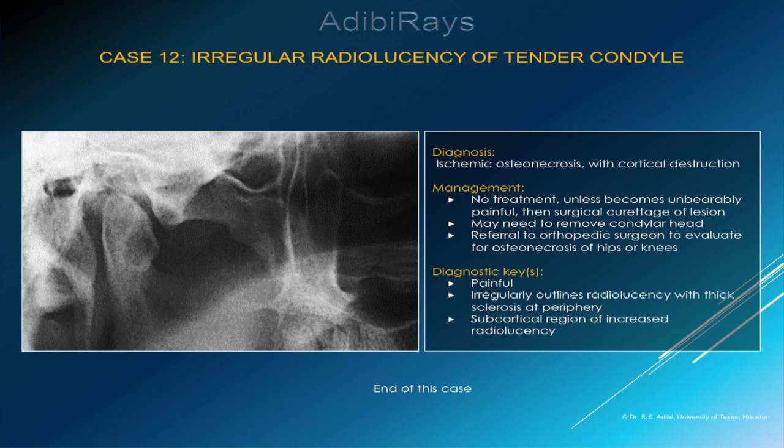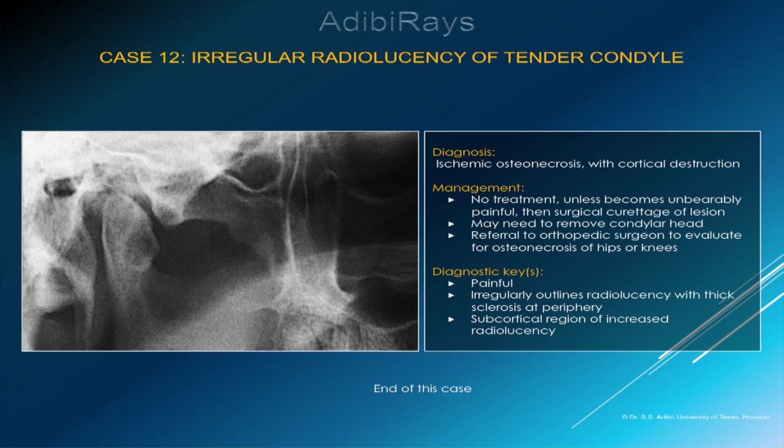This is an ischemic osteonecrosis with cortical destruction. Usually no treatment is needed, unless it becomes unbearably painful. In that case, intervention may be necessary to cure it surgically. In more severe cases, removal of the condyle, or condylectomy, is done. Referral to an orthopedic surgeon may be necessary to evaluate osteonecrosis of a hip or knee.